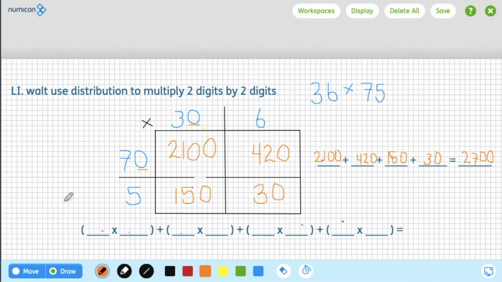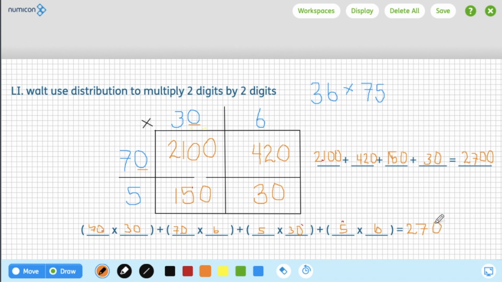And again, in expanded form, I could have written it out like this. So it'd have 70 times 30 added to 70 times 6, then 5 times 30 plus 5 times 6. Okay, and again, we'd have the same answer, 2,700.